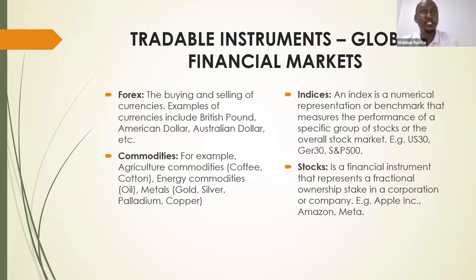Then we can have indices. Remember, someone in yesterday's class asked whether at Scope Markets we have indices, and yes, we have. So you can trade the likes of US30, that is the WS30, the Dow Jones. We have S&P 500, we have NAS 100, that is the NASDAQ, and many other indices, right?